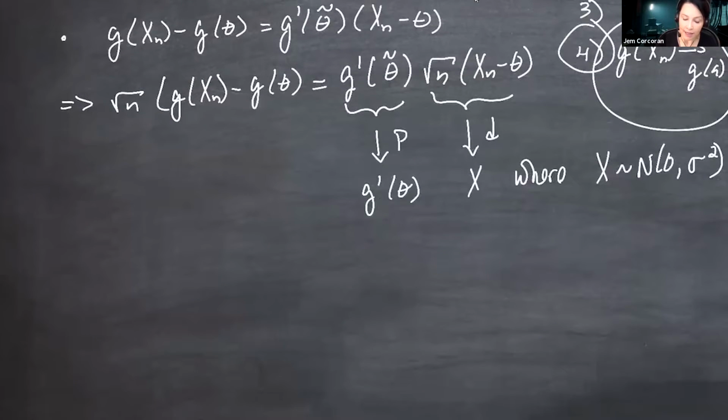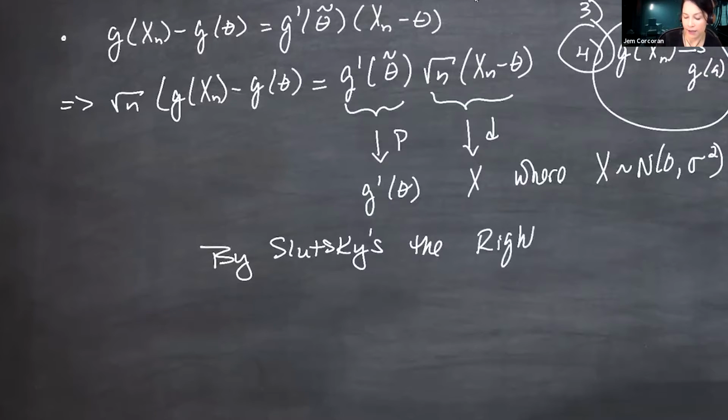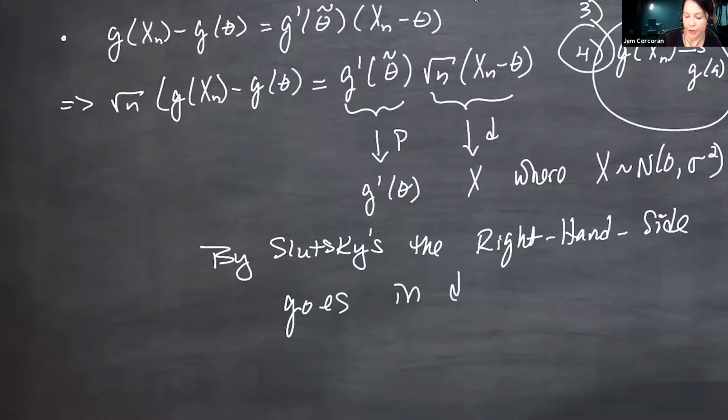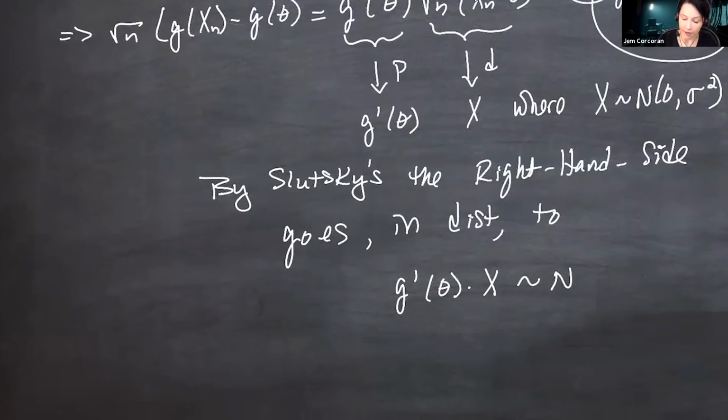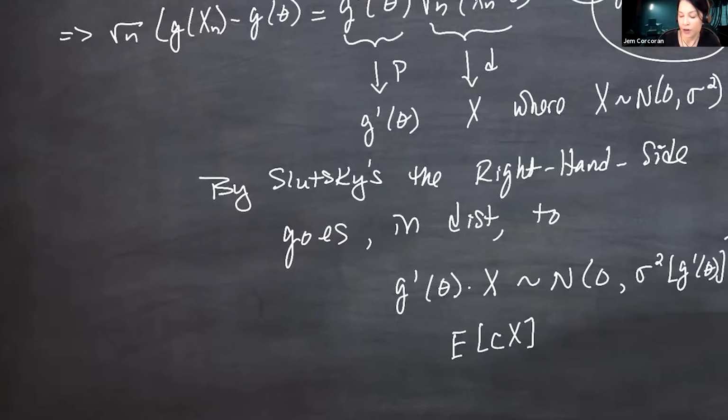And so by Slutsky's theorem, the whole right-hand side, and so the left-hand side, goes in distribution to g prime theta times X, which is a constant times a normal, which is again normal. And the expected value of a constant times a normal, where X is normal 0, 1, still has mean 0 and has variance. We started with sigma squared, but we'll get sigma squared times g prime of theta squared.